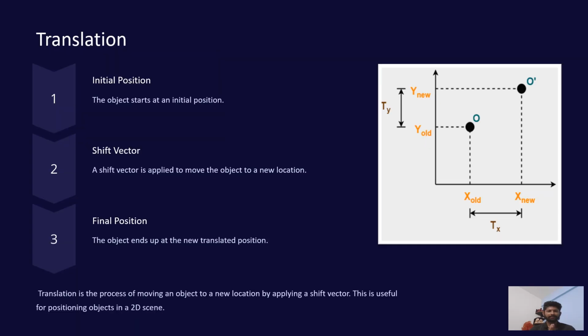So now let's first take a look at translation. First, the initial position. The object starts at an initial position, as you can see in the image. Second, shift vector. A shift vector is applied to move the object to a new location. Third, the final position. The object ends up at the new translated position. Translation is the process of moving an object to a new location by applying a shift vector. This is useful for positioning objects in a 2D scene.